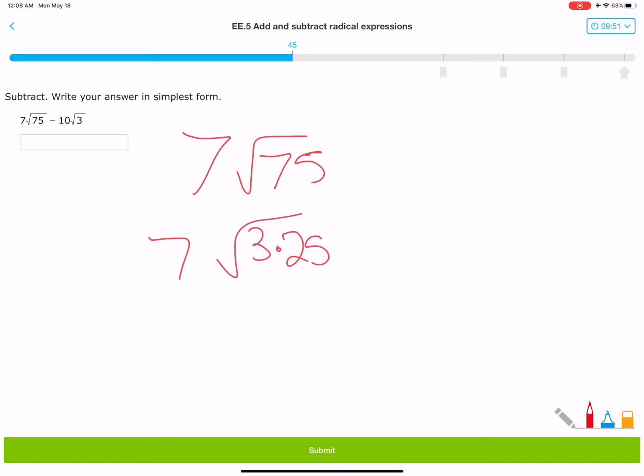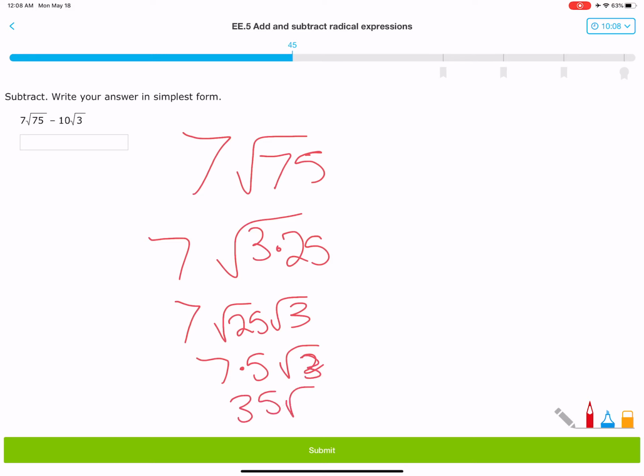First we're going to rewrite it as 7 square root of 25, square root of 3. 7 times square root of 25, which is 5, square root of 3. 7 times 5 is 35 square root of, oops, this is supposed to be a 3. Square root of 3. See what happens when we rush, making little mistakes, okay? So 7 square root of 75 is the same thing as 35 square root of 3.